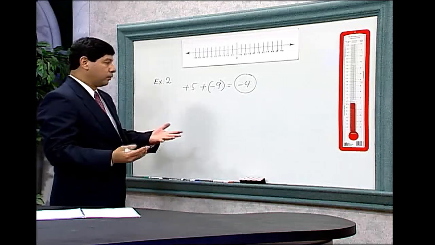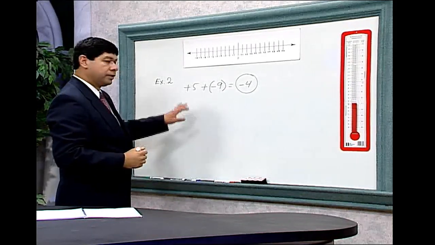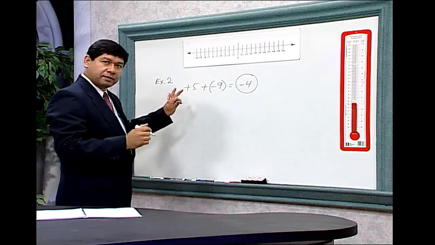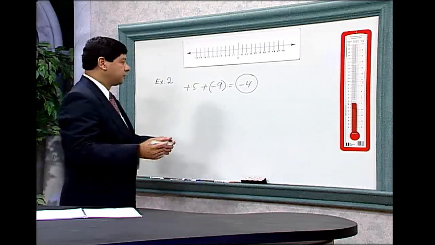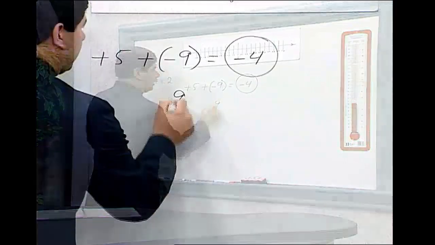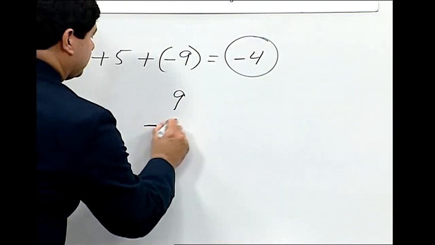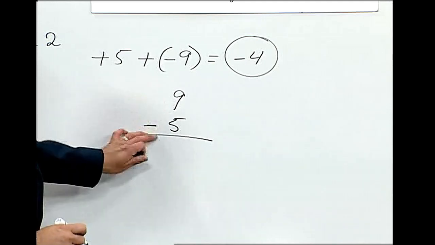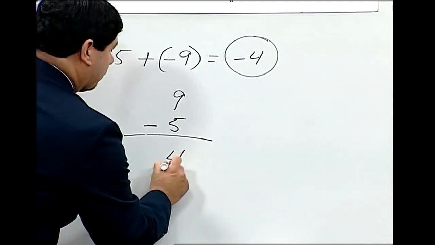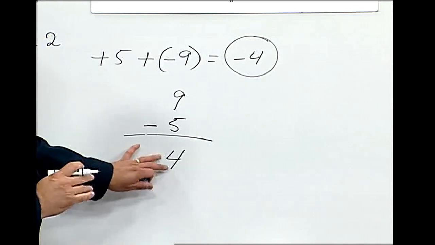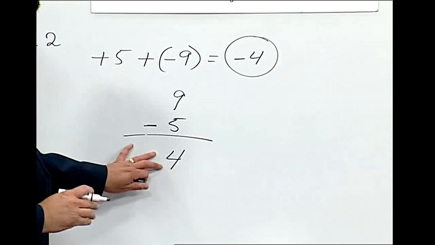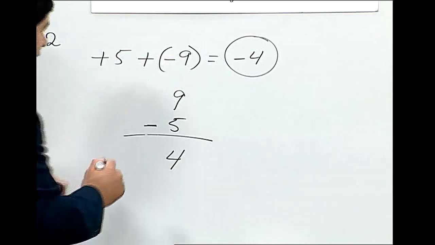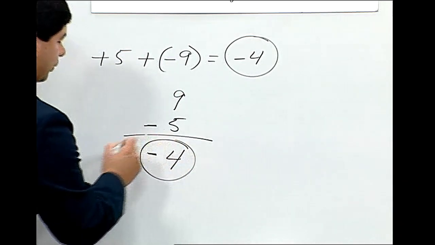Okay. Using the rule that we've used before, when you are combining two numbers with different signs, let's eliminate the signs and find the difference of the two numbers. So we have 9 minus 5, which is equal to 4. Now this number will take the sign of the largest number up here, which is 9, negative. So we have a negative 4.